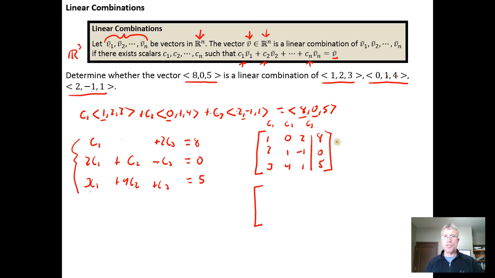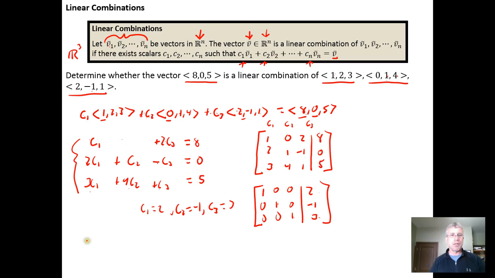So using GeoGebra, I put this into reduced row echelon form, and I got the matrix that looks like this. I got a 2, negative 1, 3. And so that tells us that c sub 1 equals 2, c sub 2 equals negative 1, and c sub 3 equals 3.